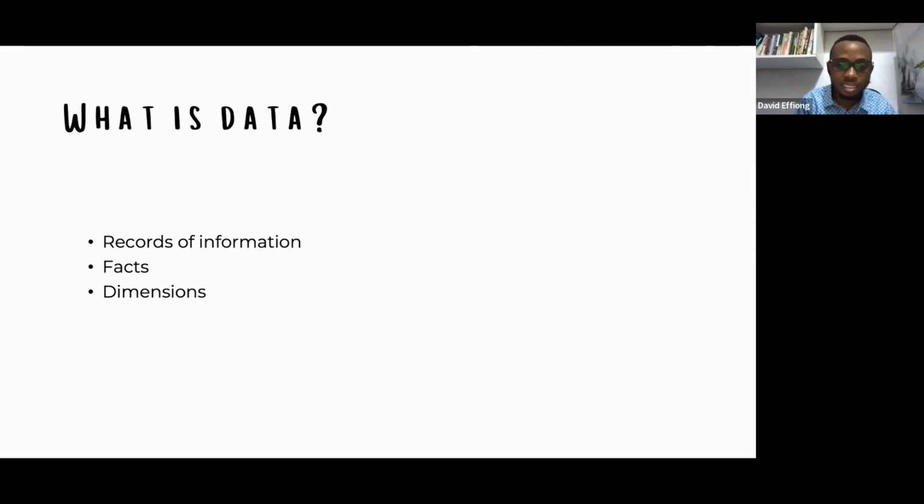And this data could be facts or dimensions. So what do I mean by facts and dimensions? Let's use the bank account example again. When you open the account in the bank, they have your data. The amount of money you have in your account is a fact, a fact data. Your gender is a dimension data. The amount of money does not have anything to do with whether you're male or female, but that dimension is a form of data. So data could be facts, which are mostly numeric, like the amount of money in your account, or dimensions, which could be your country, your gender, your color, all those things that we can't really quantify. So really, data is a record of information.